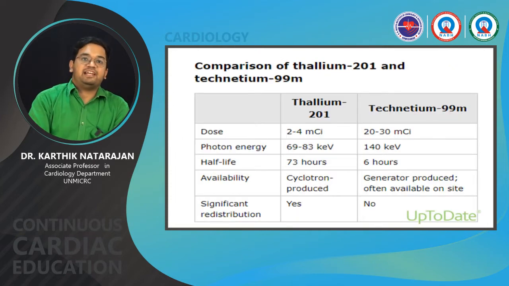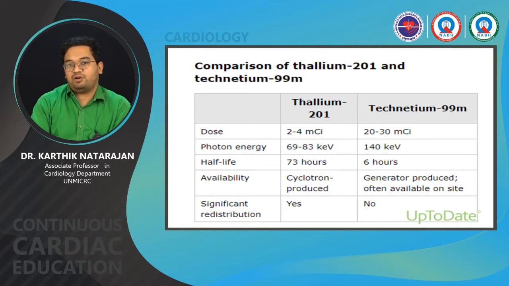Again, comparison of thallium and technetium. The basic difference is that thallium undergoes a lot of redistribution, whereas technetium does not undergo redistribution. So you require two injections of technetium, one at rest and the second at stress. And the amount of radiation exposure is slightly more with technetium as compared to thallium.